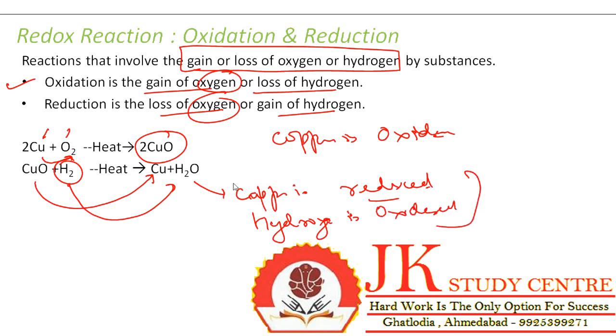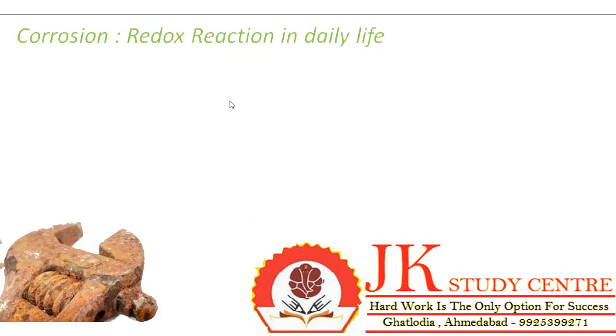Correct? So anything that gains oxygen is oxidized. In this case, copper is oxidized. Here hydrogen was gaining oxygen, so hydrogen is oxidized. Anything that loses oxygen is called reduced. In this case, the copper lost oxygen. Same thing for hydrogen. If something loses hydrogen, that is oxidized. If something gains hydrogen, that is reduced. We'll study all these reactions in more depth in a later chapter.